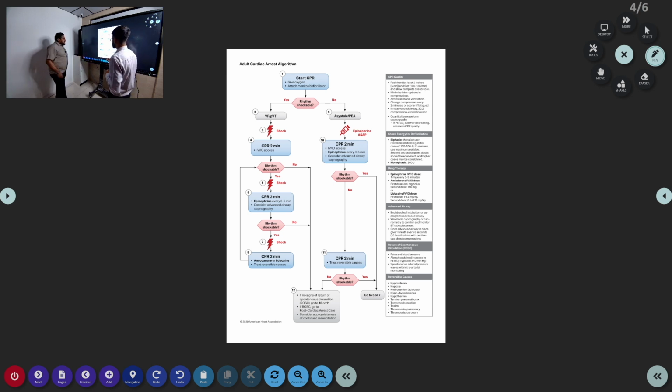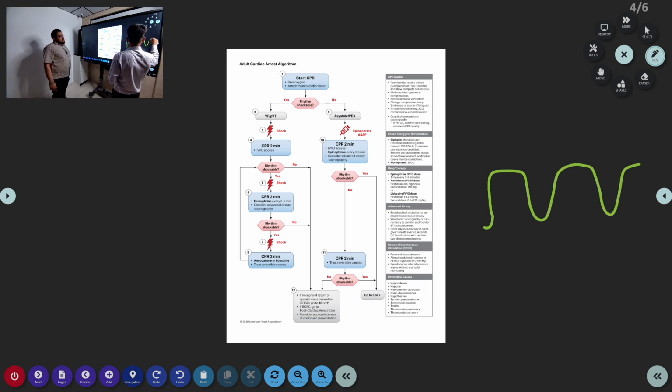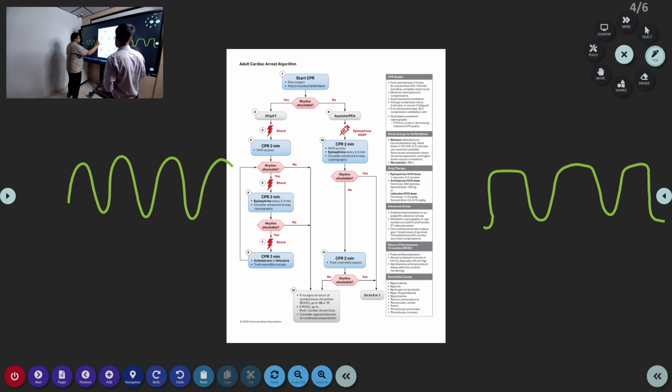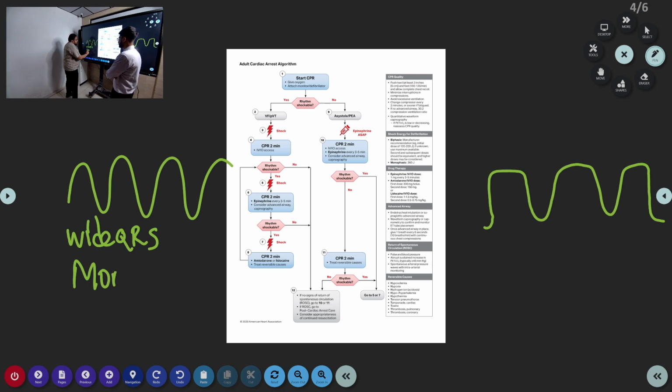So can you draw how the rhythm was? Was it monomorphic or polymorphic? You can use the other side. Okay. Rather than this, it would have been something like this, no? Yes. Okay, something like this. It's a wide QRS rhythm, all looking the same morphology. So wide QRS rhythm, monomorphic, possibly what we are dealing with is a ventricular tachycardia.